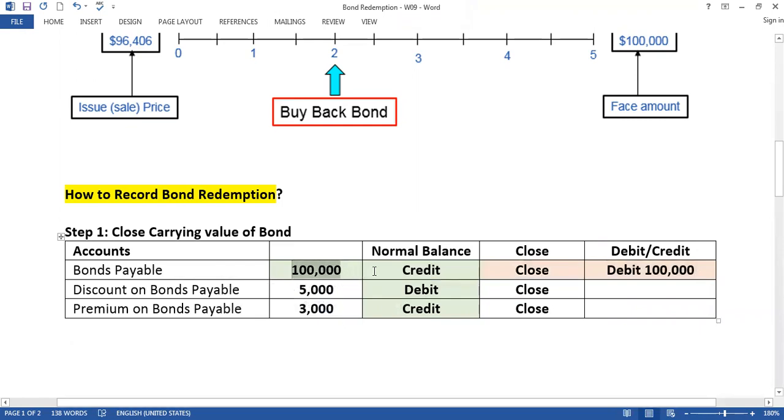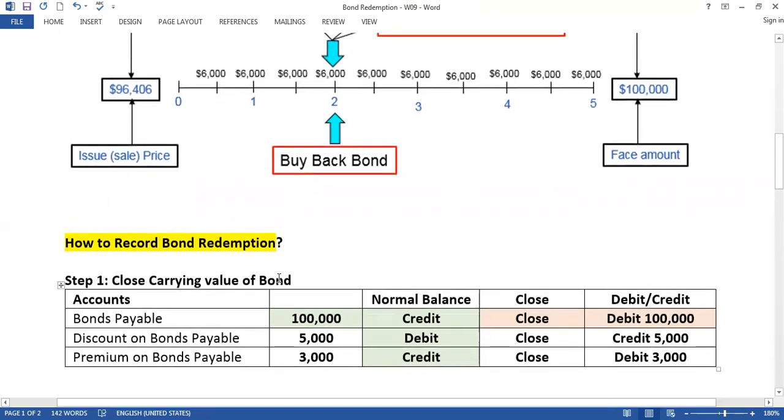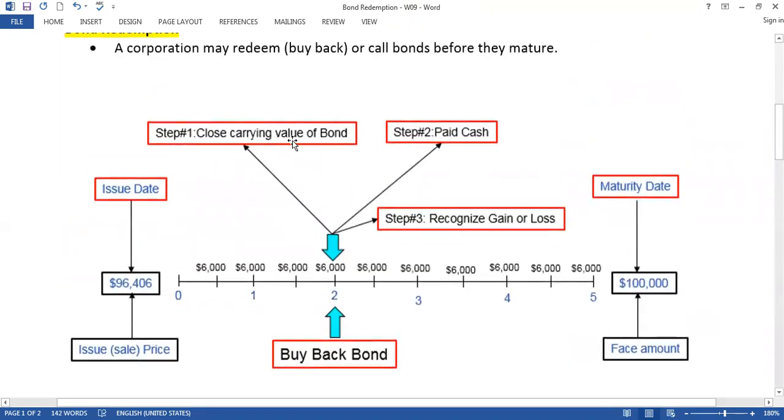Why is this account closed? Because before you recorded credit, right? Now, if you want to close, you record $100,000 debit. So this account becomes zero. Discount on bonds payable $5,000 debit: now to close, we have to record credit $5,000. So if you now record credit $5,000, this is closed. Then premium on bonds payable $3,000 credit: to close, we have to record debit $3,000.